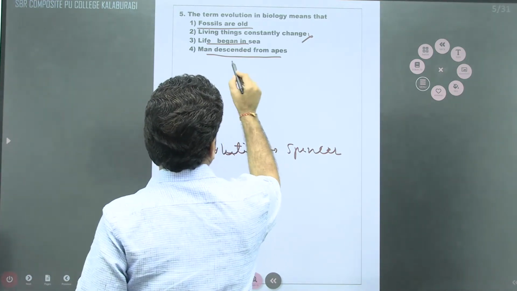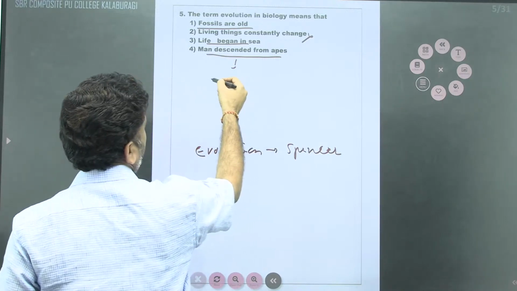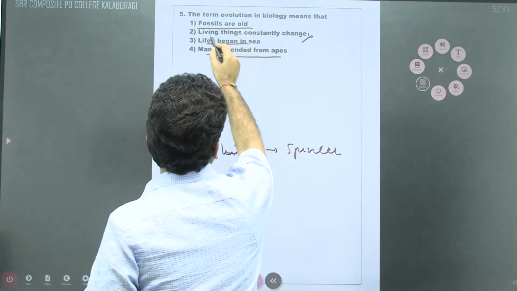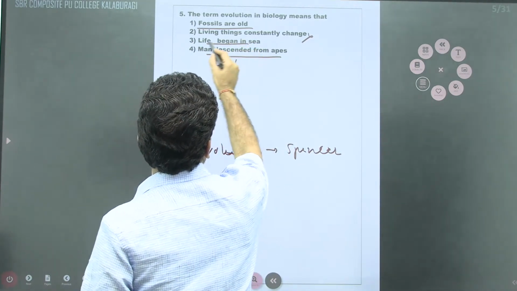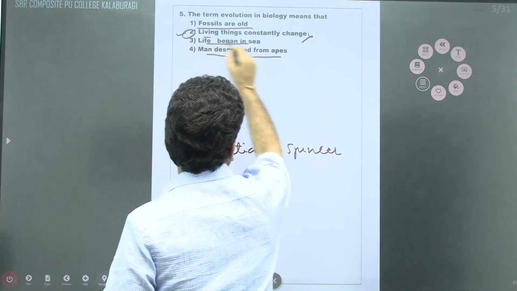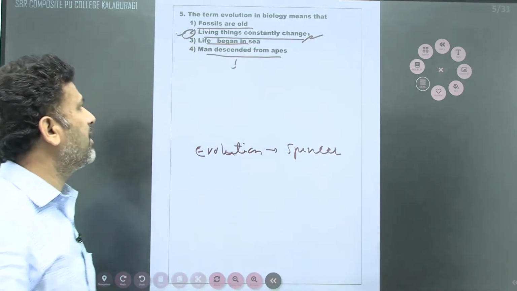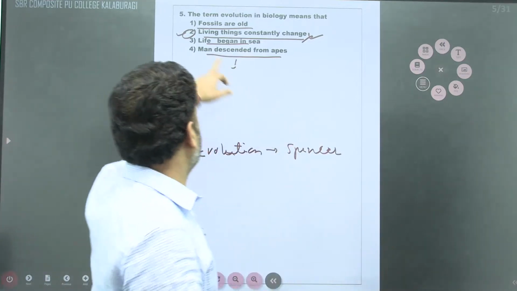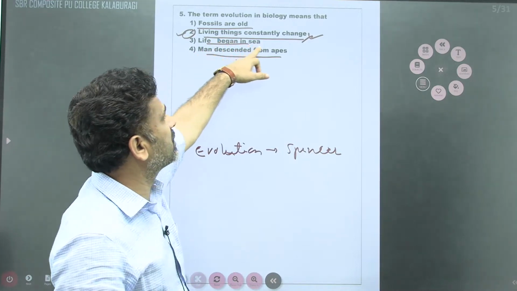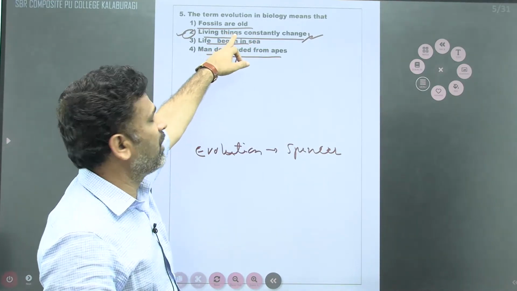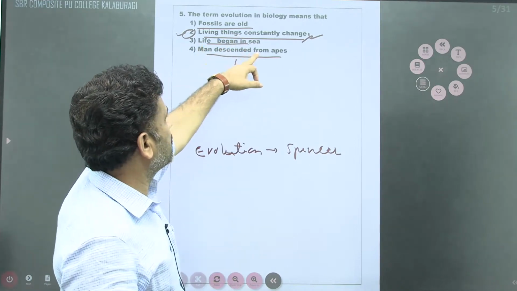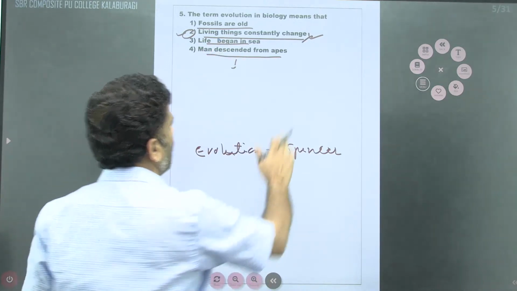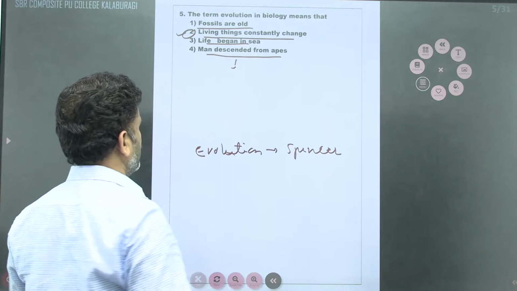Man descended from the apes is one example of evolution, but here it is related to a particular individual, a particular species. But what is the exact meaning of evolution? Evolution is nothing but living things constantly changing from one form to another form, or from one individual to another individual, or the formation of new species from the existing ones. So that is the exact meaning of evolution. Living things constantly changing is the exact meaning of evolution. So that's why the second option is correct.